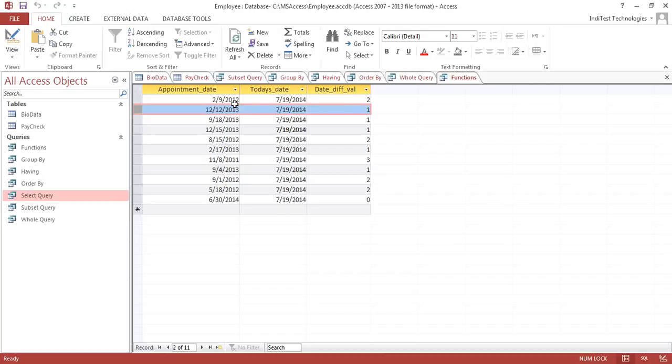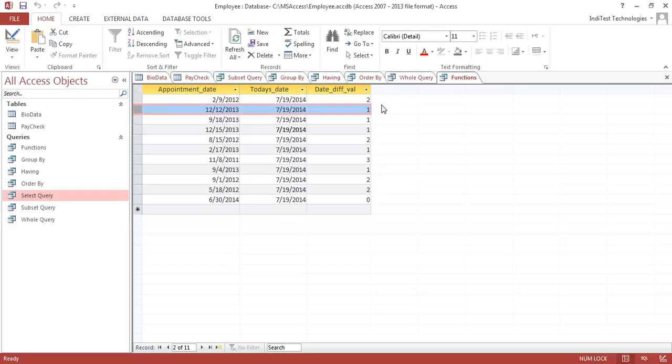These date formulas only calculate the number of calendar shifts that took place between two certain dates and not the actual dates themselves. So if you have an appointment date of 31st of December 2013, and today's date were 1st of January 2014, the DateDiff function would still tell you that the difference between these two dates is 1 year, because there has been one calendar shift.